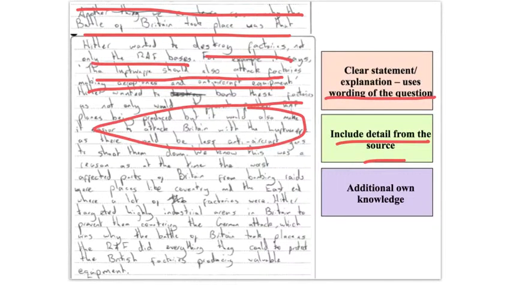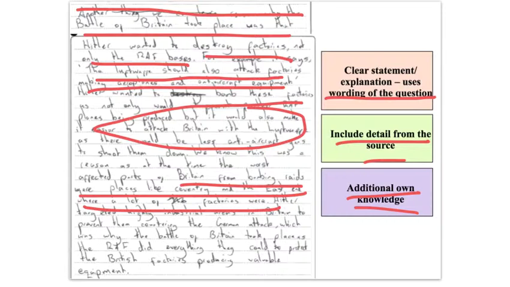We know this was a reason at the time, as at the time the worst affected parts of Britain from bombing raids were places like Coventry and the East End, where a lot of factories were. So he's bringing in here some additional own knowledge. Hitler targeted highly industrial areas in Britain to prevent them countering the German attack, which was why the Battle of Britain took place, as the RAF did everything they could to protect British factories producing valuable equipment.